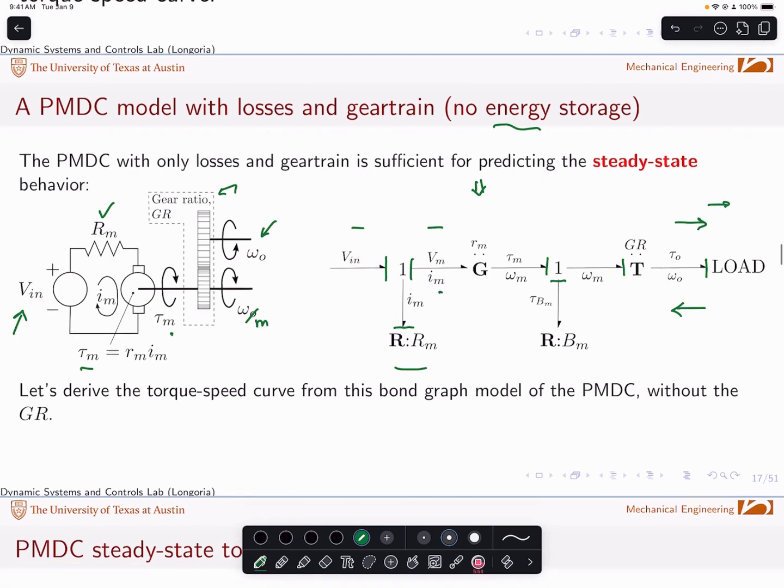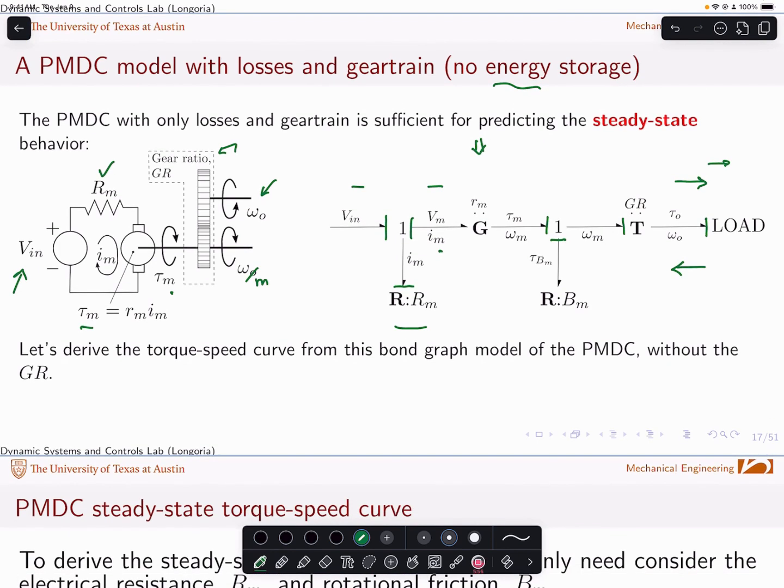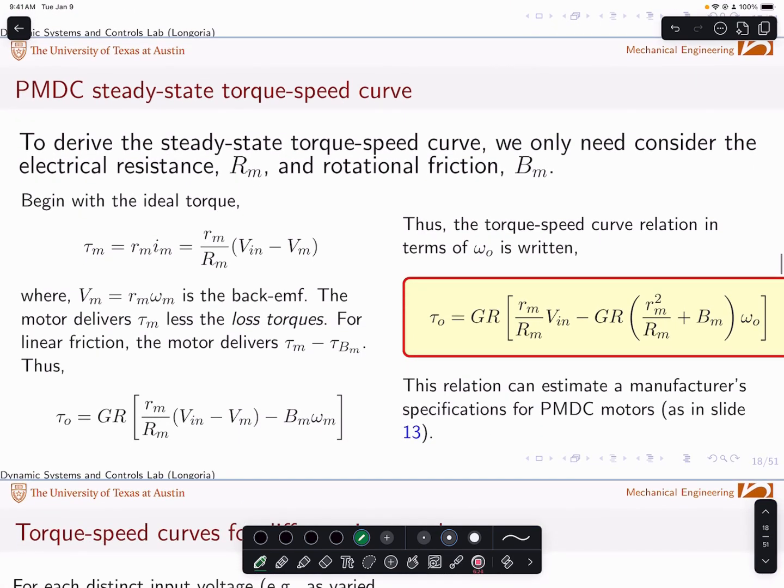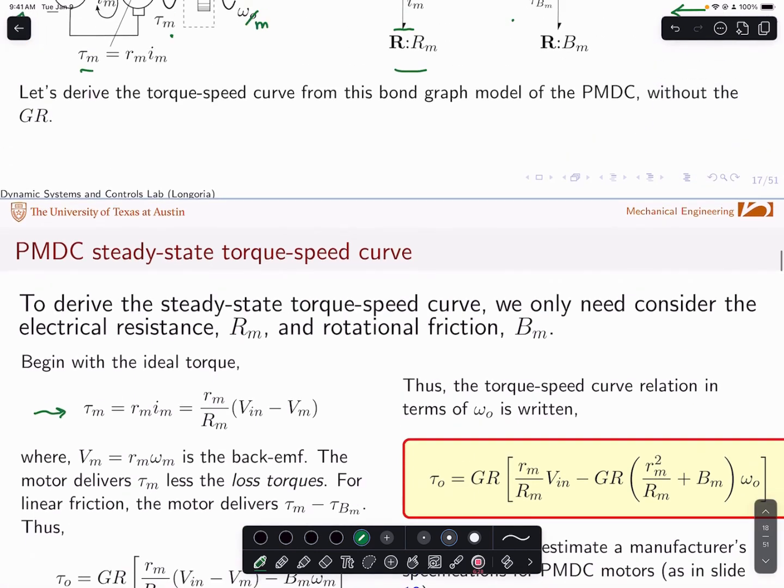The bond graph can be used to derive the equations. The equation that I'm interested in deriving is, of course, this torque here. I want to get that torque out, and that's the gear ratio times this tau, which is the difference: tau sub m, this torque, minus tau sub bm. So that's where I start my torque speed relation. And that's what I do on this slide here. That's the relationship.